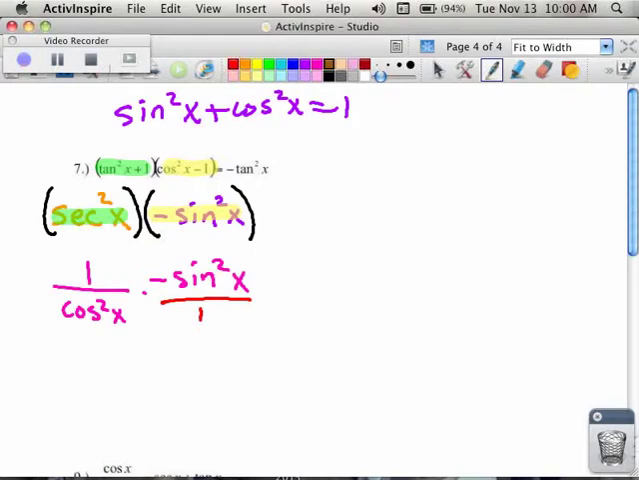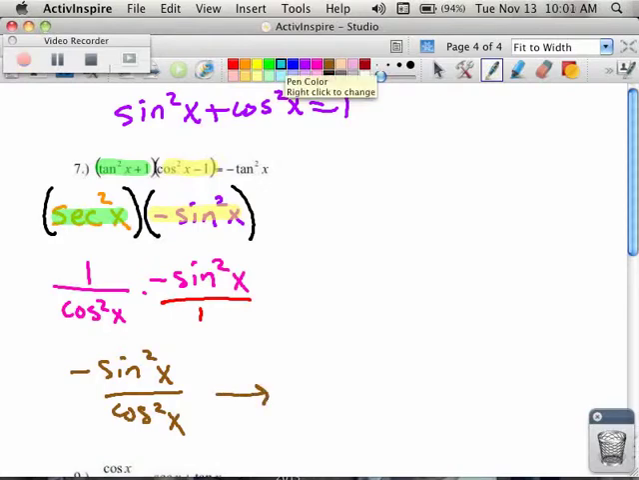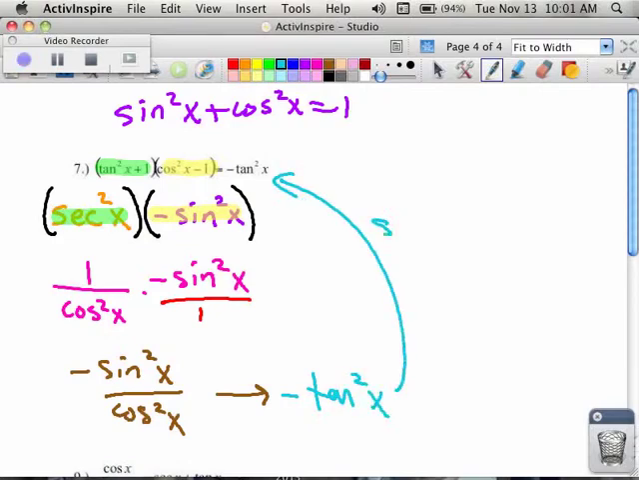So when I simplify that by putting them on top of each other, I see negative sine squared of x over cosine squared of x, which then, of course, I know is the same thing as negative tangent squared of x, and you can see that they're now the same.